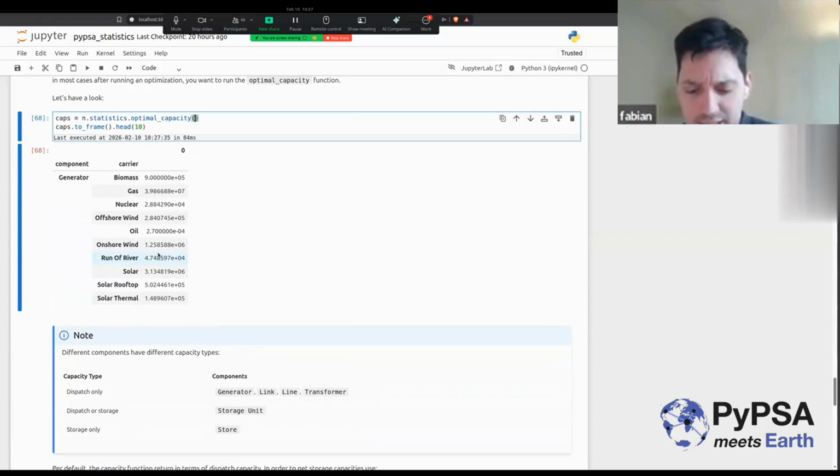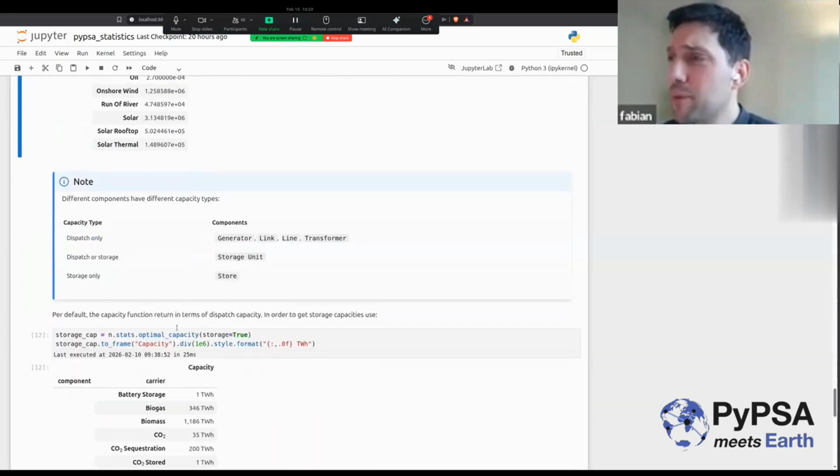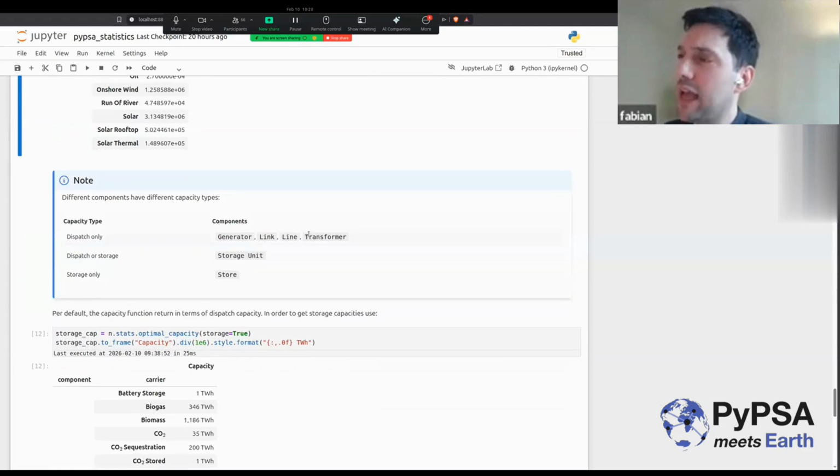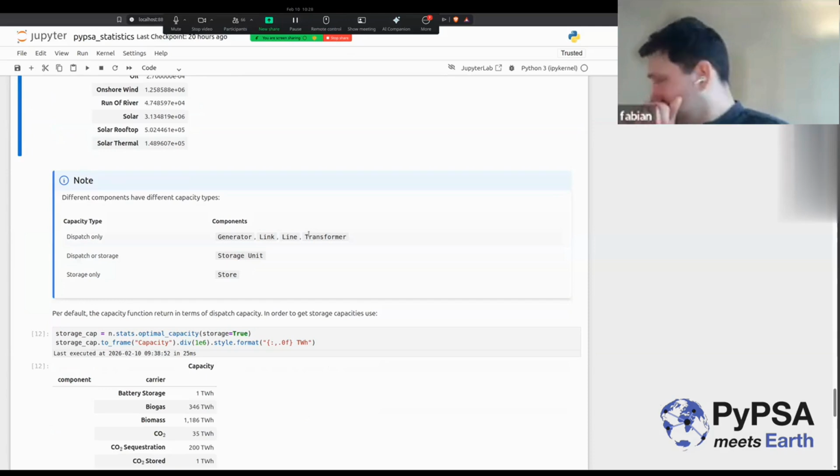Now, when it comes to the capacity, you probably encountered this. There's sort of different capacity units that we're talking about in PyPSA. Sometimes we're talking about dispatch capacity. A generator has a peak capacity, and this is sort of its dispatch capacity. It can produce that much power. But there's also storages and storage units, and they have a storage capacity. So if we summarize that in the table, you notice, okay, generators, links, lines, and transformers, they actually have only dispatch. They're producing power or transforming power or transmitting power, whatever.